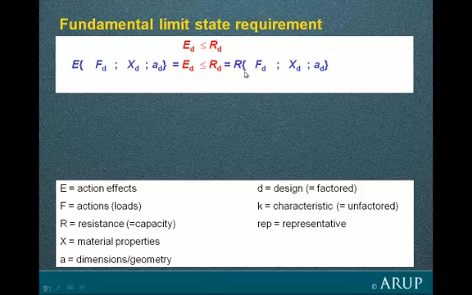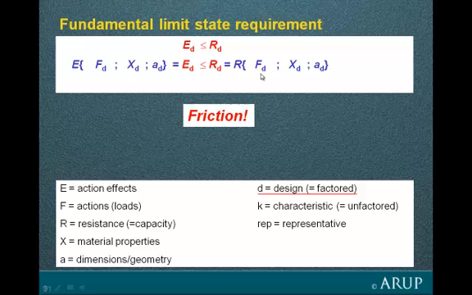And similarly on the resistance side, we calculate the resistance using the design material properties. So for example, we could calculate the resistance, the bearing capacity of a footing, using the design strength of the ground. Design means factored, already factored. Question: why are there loads in the calculation of resistance, and why are there materials in the calculation of the action side of the calculation?